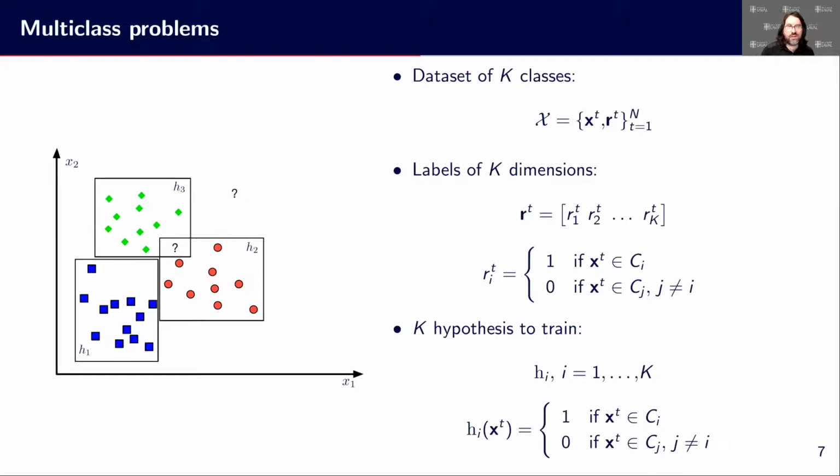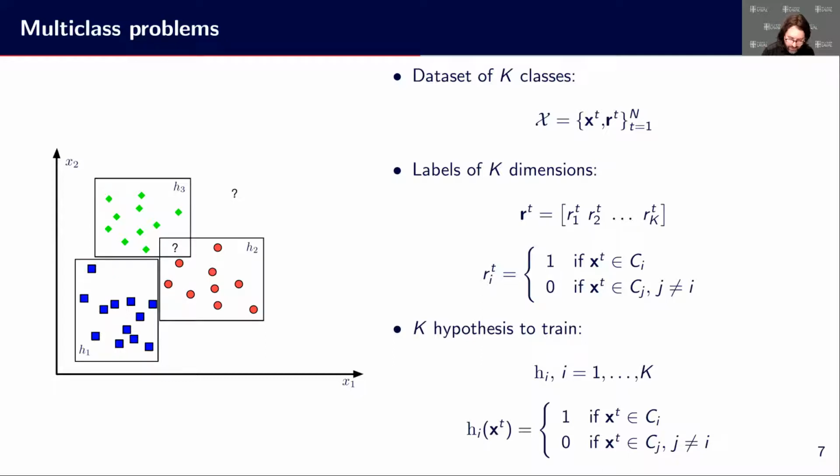We presented the two-class situation. We can extend that to the multi-class situation where we don't have only two classes, we have K classes. So in that case, let's say, for example, that we have three classes here on the left, which are the green diamonds, the blue squares, and the red circles.